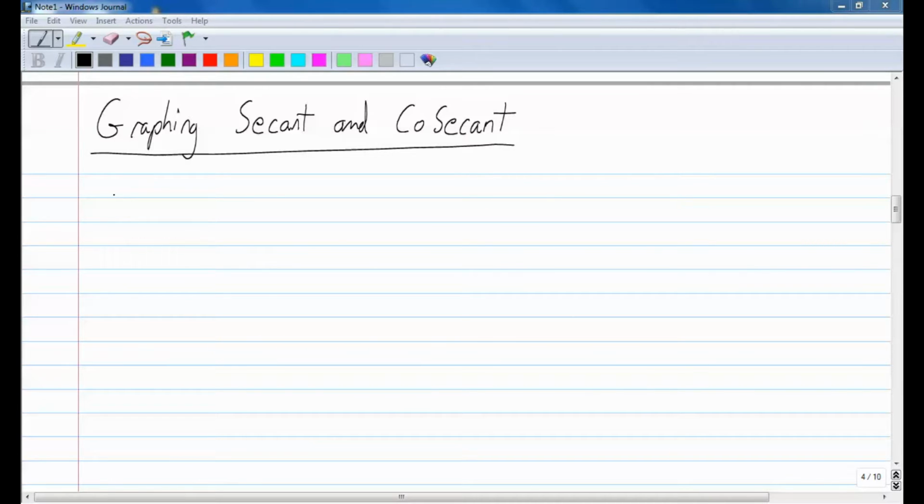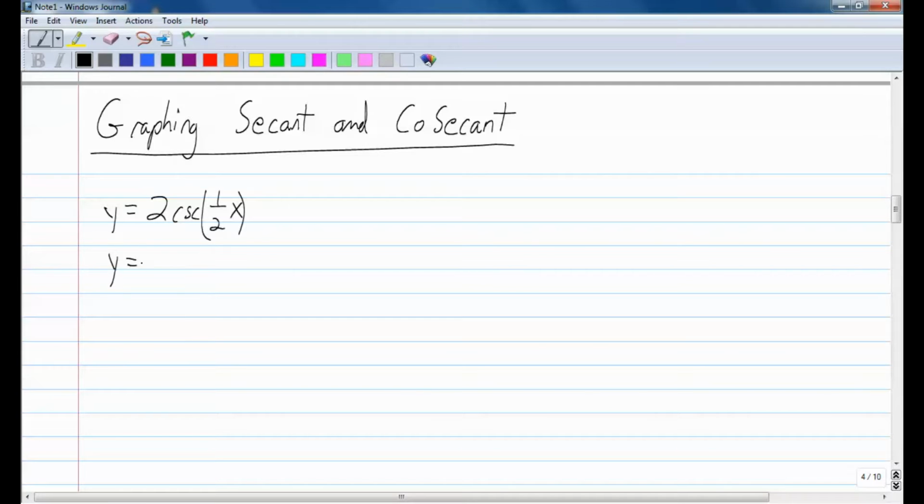So let's say I wanted to graph y equals 2 cosecant of 1/2 x. Then what I have to do is use its reciprocal function. So the reciprocal of cosecant is sine.